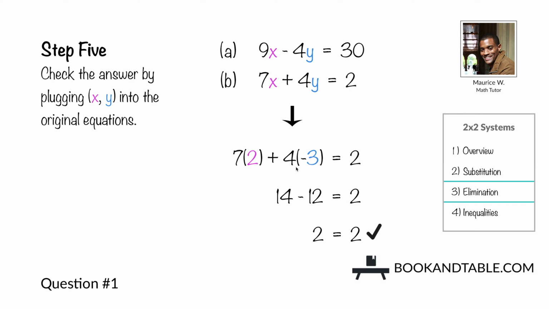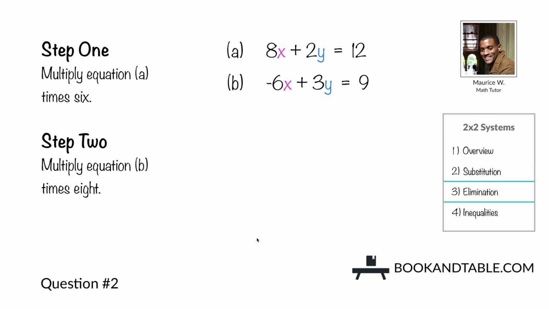And for equation B, 7 times 2 is 14, plus 4 times negative 3, which is negative 12. 14 minus 12 is 2, and that's equal to 2. Thus confirming that x is equal to 2 and y is equal to negative 3 for both equations A and B. So that is the solution to the 2 by 2 system in question number 1. Let's now have a look at question number 2.